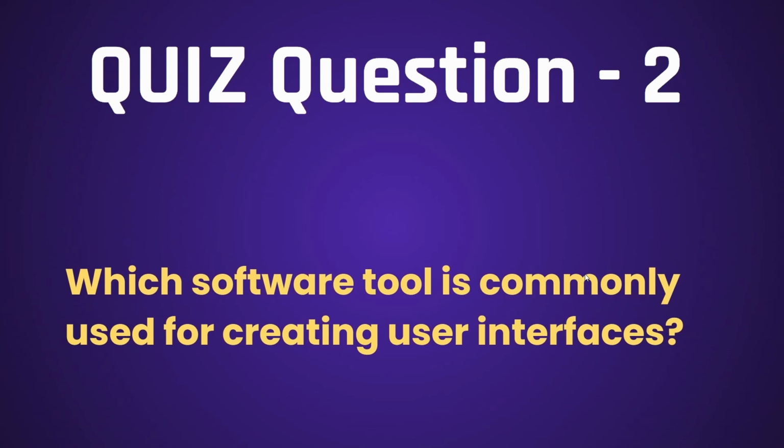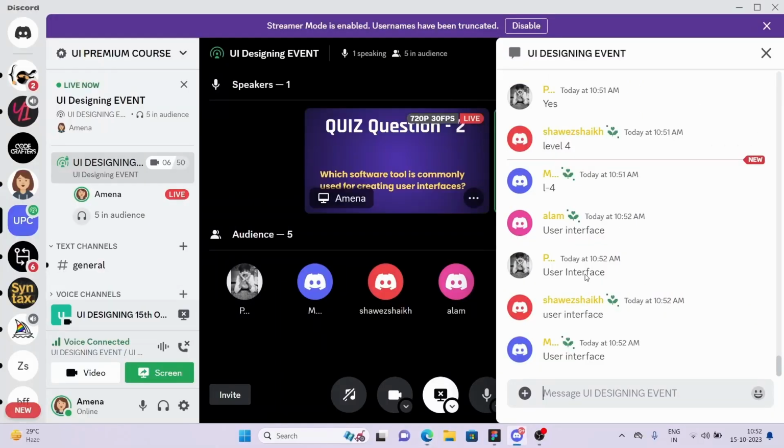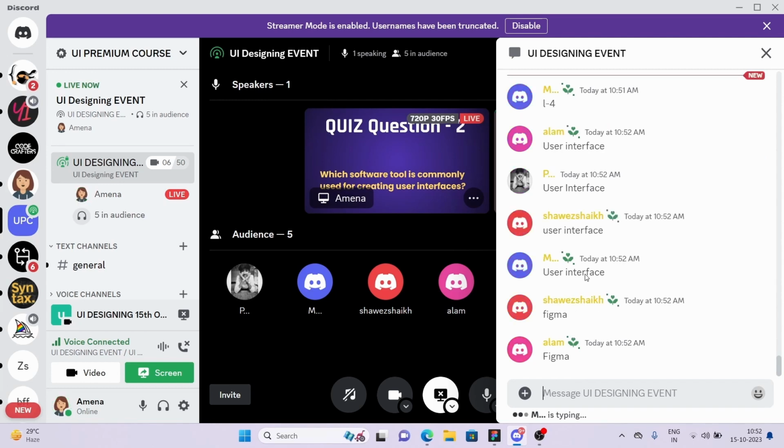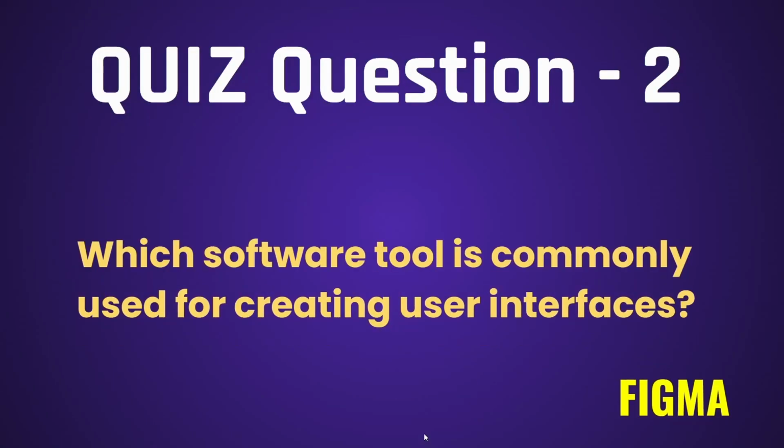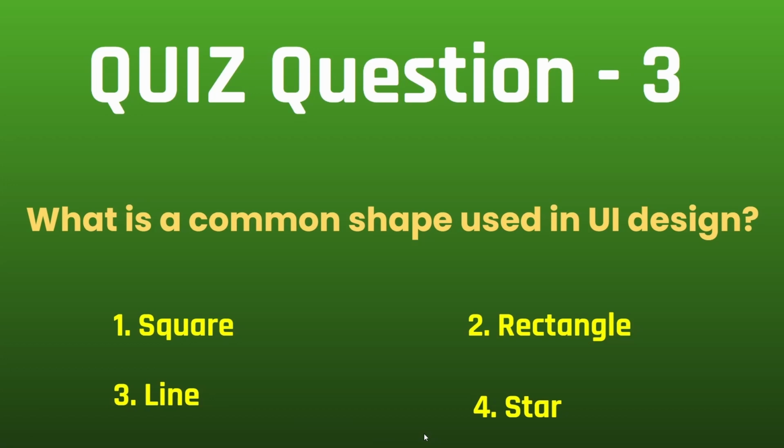The next question is, which software tool is commonly used for creating user interfaces? Okay, Chavez has answered first, so this point goes to Chavez. Very nice. So the answer is Figma, of course. The third question, what is the common shape used in UI design?